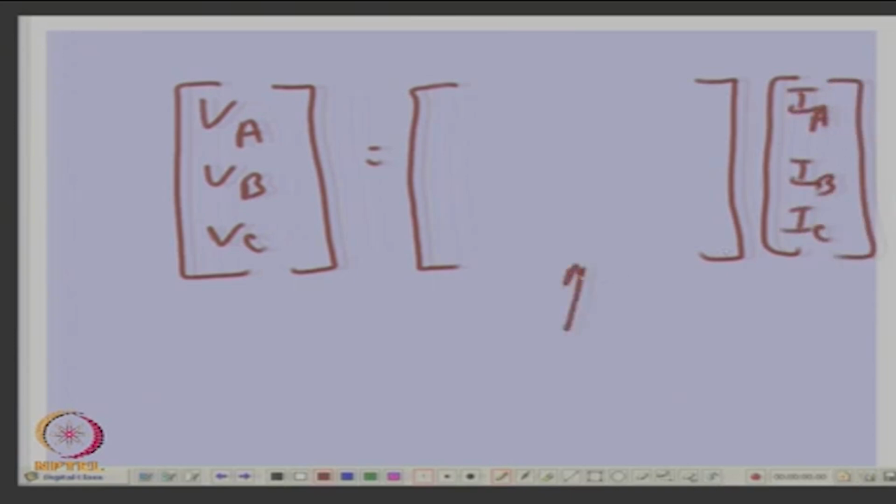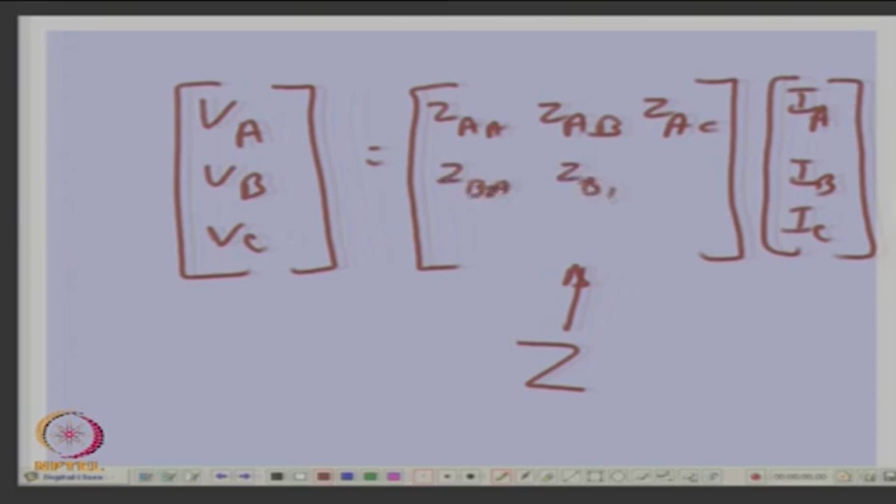So, can I define a Z matrix, right? Each of these is internal behavior. You can always say Z A A, Z A B, Z A C, because we are all looking at sinusoidal steady state, with all impedances, not transients or dynamic. Okay. So, this will be Z B A, Z B B, Z B C and Z C A, Z C B, Z C C.